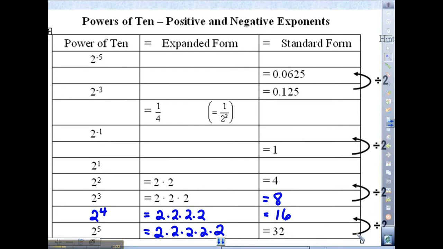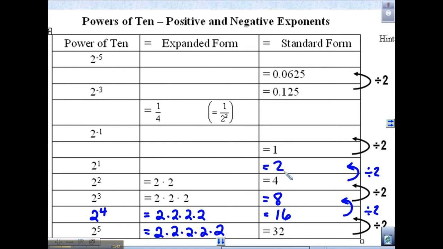I'm going to start with 32. Let me move this so you can see it. I'm going to start with 32, and I'm going to divide that by 2, and I get 16. If I take 16 and divide it by 2, I get 8. If I take 8 and divide by 2, I get 4. So now let's fill this in. If I take 4 and divide by 2, I get what?